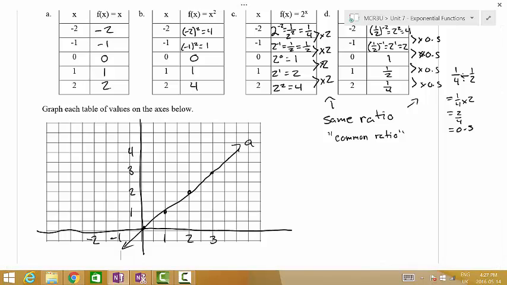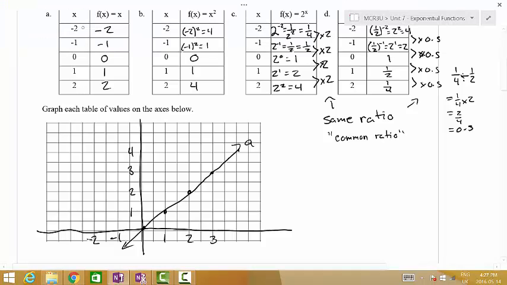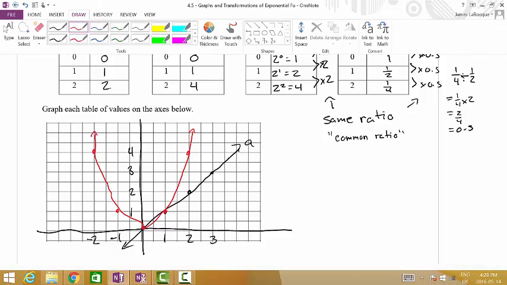The next one, we have f of x equals x squared. So maybe we'll use different colors for these. B, we have 0, 0, 1, 1, 2, 4. Same thing on the other side, -1, 1, -2, 4. Graphing those, we get that parabola, which we should have known because the equation was f of x equals x squared.